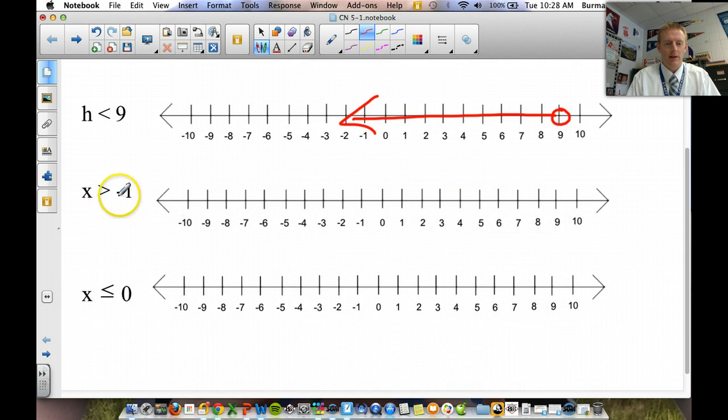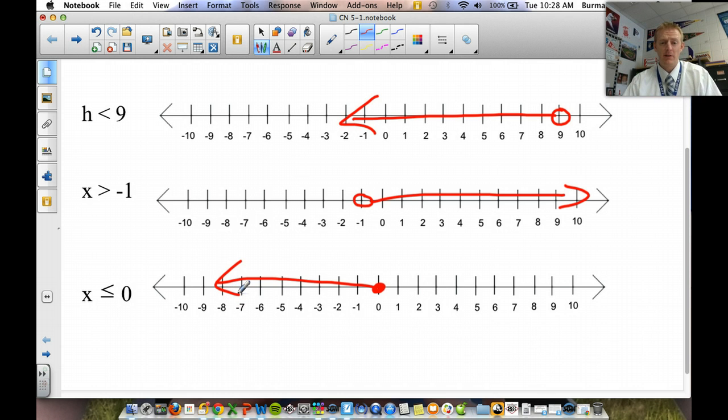X is greater than -1. We're going to have an open circle at -1, and we shade everything that is greater. Remember, greater is to the right. And x is less than or equal to 0, a closed circle, and shade everything to the left.